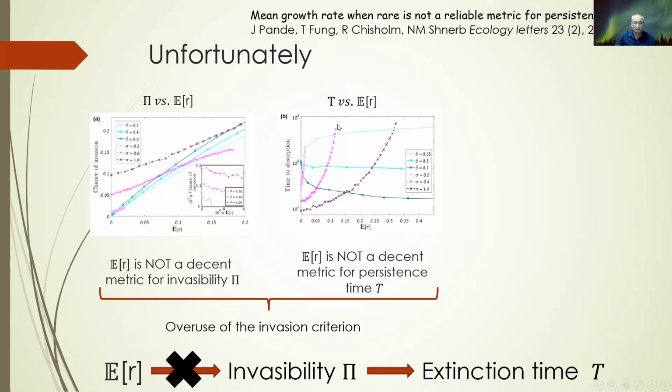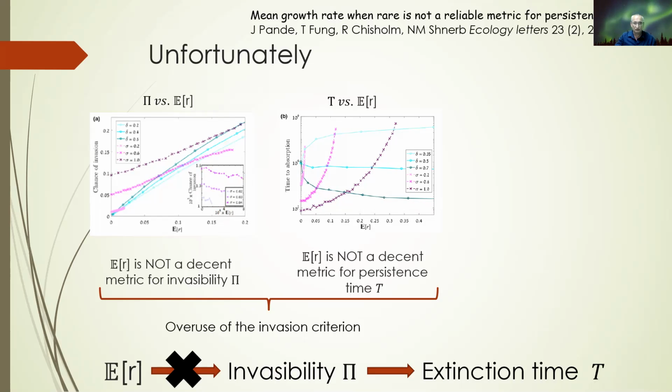And the same is true for the time to extinction. It may decrease when the chance of invasion increases. So E of R is not a decent metric, not for invasibility and not for existence time. And if one takes it as a metric, this is an overuse of the invasion criterion.